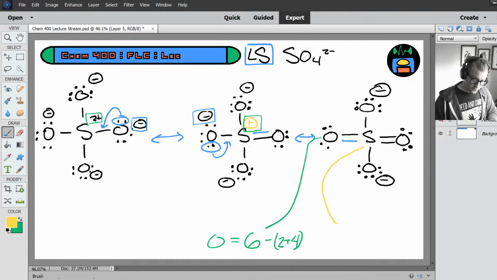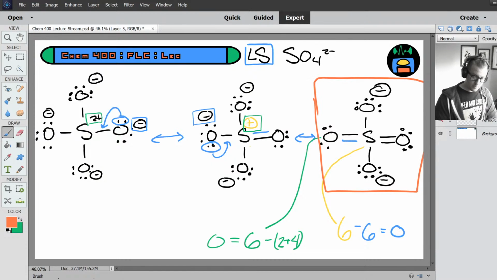Now when we calculate sulfur, sulfur has 6 electrons when it's neutral. In this structure, it has 6 bonds and no lone pairs, so 6 minus 6 is 0. So now sulfur is neutral, and this is our best resonance structure. I know that the resonance structure cannot get a lower charge because when I look at the total formal charges in this structure, I've got 2 negatives, and my molecule has a charge of -2. So you'll never have a lower charge than -2.